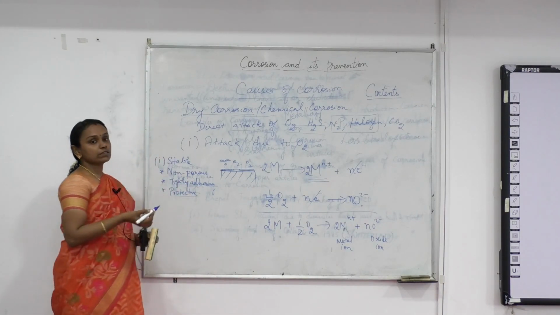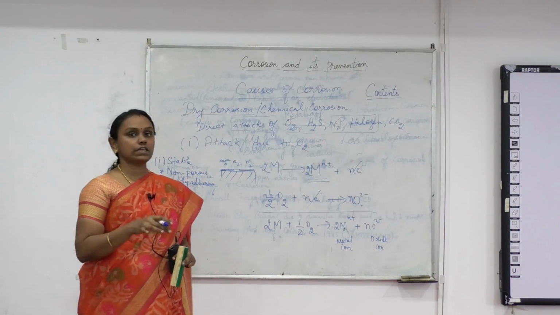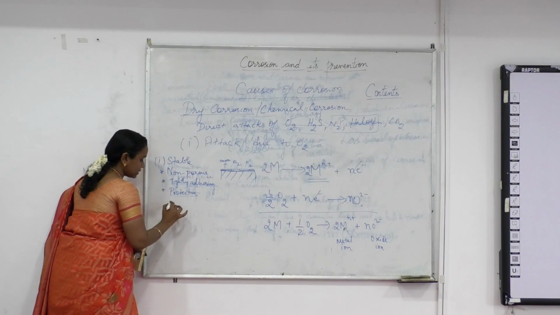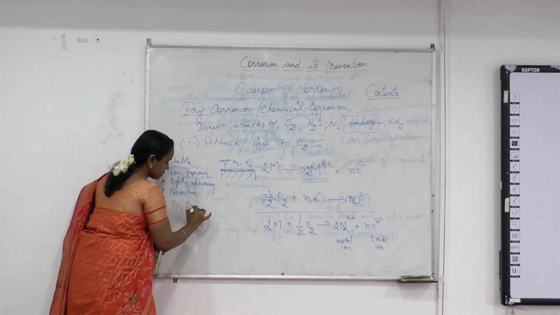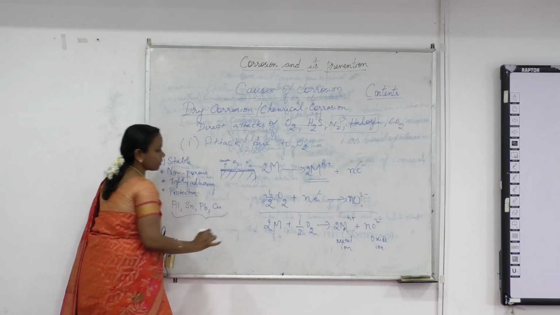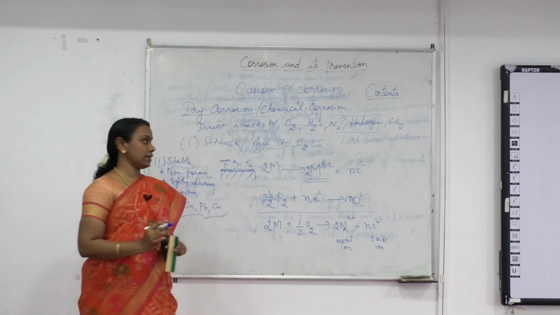So which type of metals will form the stable metal oxides? Stable metal oxides are formed by metals like aluminium, tin, lead, copper. So these metals will form a very stable metal oxide layer.